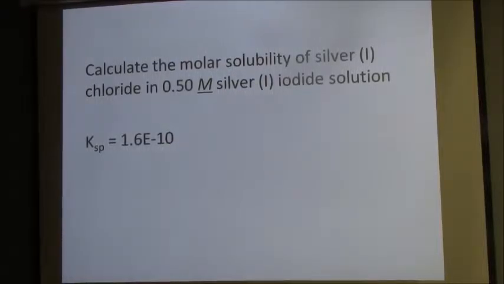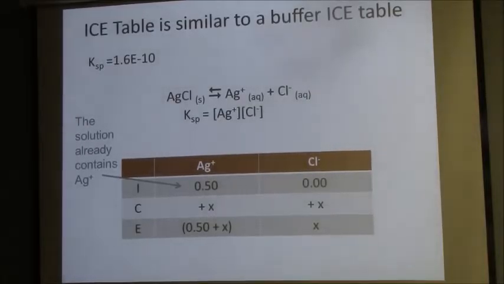So if the common ion effect is part of my equation now, that means that this is not going to dissolve as well because there's already silver in my sample. The KSP for silver 1 chloride is 1.6 times 10 to the negative 10th.